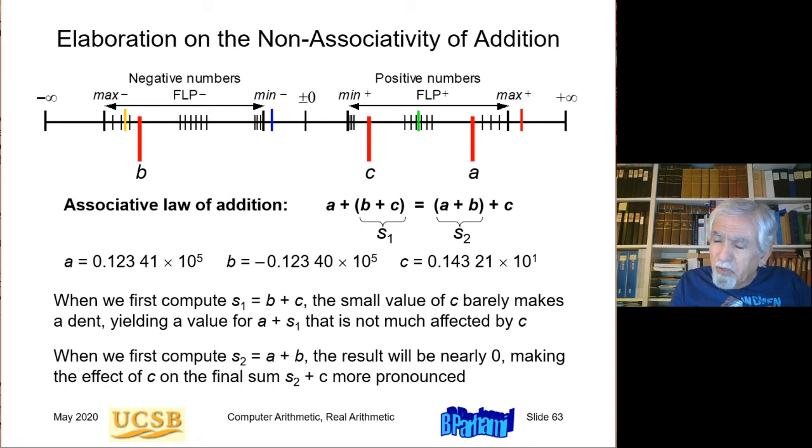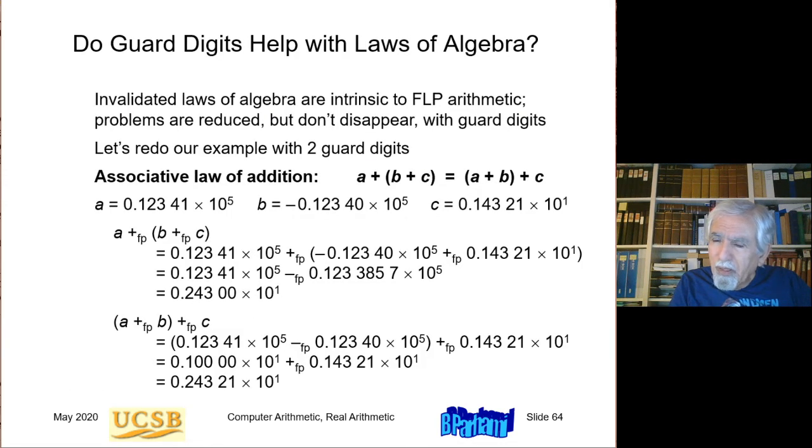So often in floating point computations, people turn off all optimizations by the compiler because they don't want terms to be rearranged and therefore the results to be affected from one run to another run, or from a run on one machine to a run on a different machine. Now, unfortunately, guard digits do not help with these invalidated laws of algebra. They improve the situation, but they don't eliminate the problem.